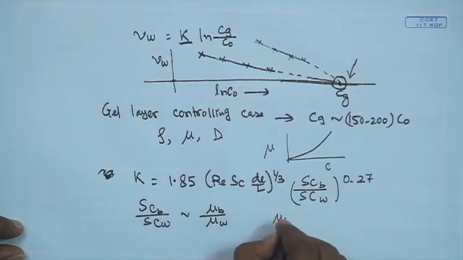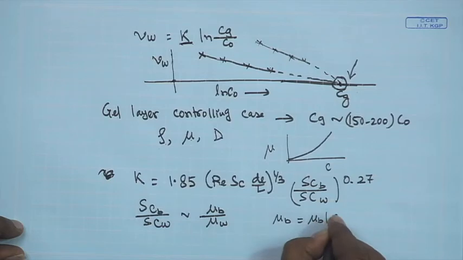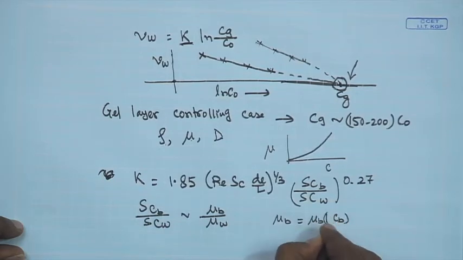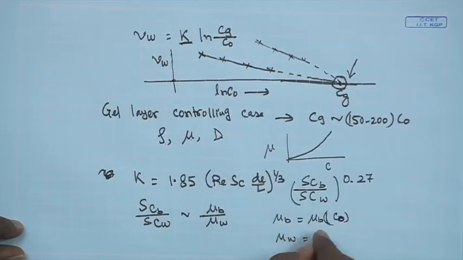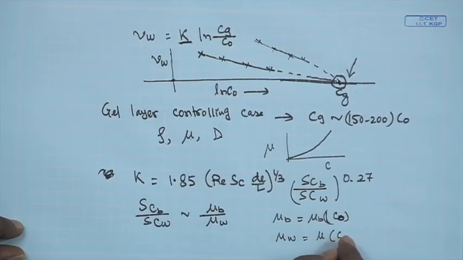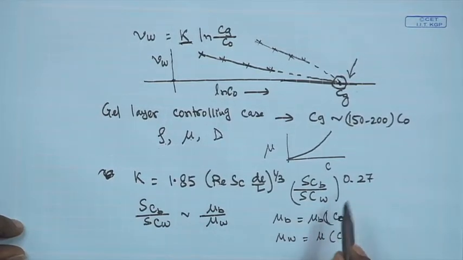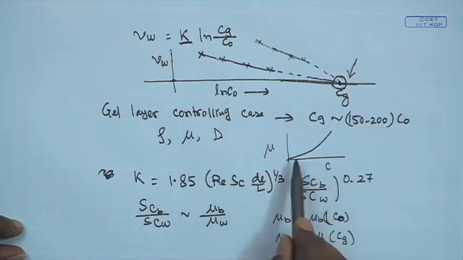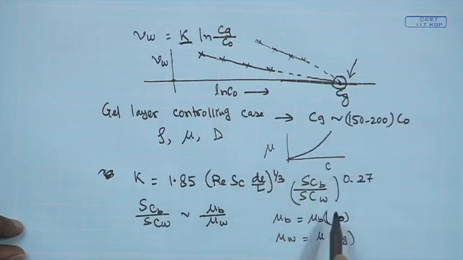Mu at bulk means mu is evaluated at bulk concentration, that is C bulk or C naught, and mu at wall is nothing but mu evaluated at gel layer concentration. Since viscosity increases with concentration and C gel is always greater than C naught, the denominator will always be greater than the numerator, and the value of mass transfer coefficient will decrease because of the variation of the properties in the mass transfer boundary layer.